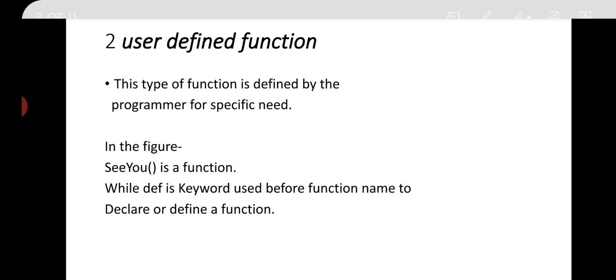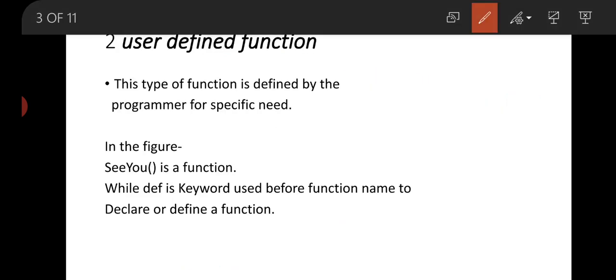The second one is the user defined function. As is clear from the name, a user defined function is a function that is defined by the user, that means जो programmer define कर रहा है function, that is called a user defined function. This type of function is defined by the programmer for a specific need.